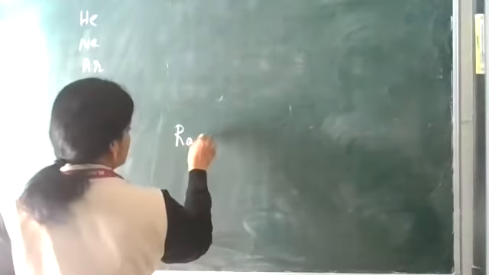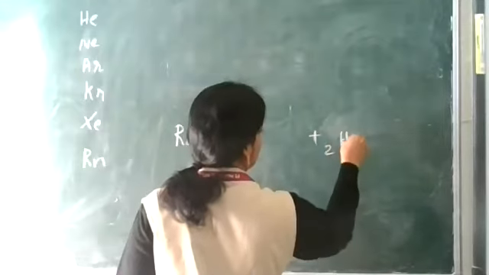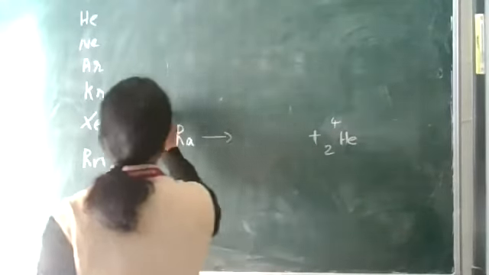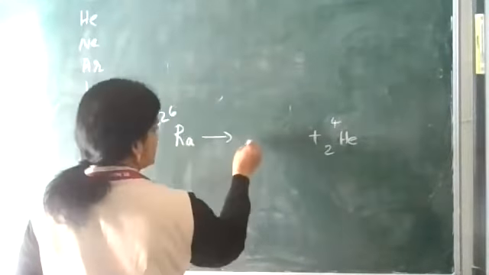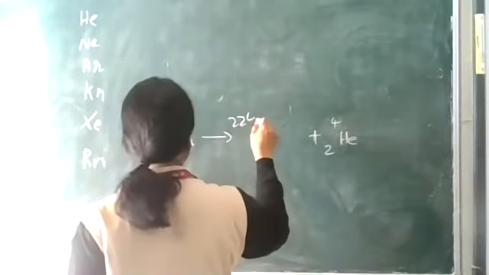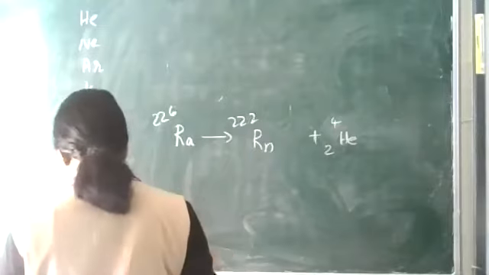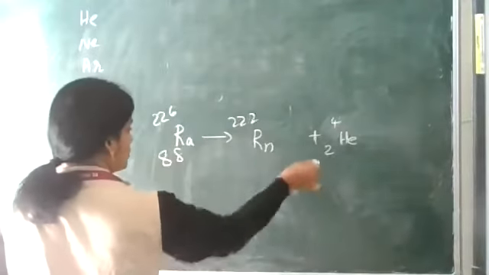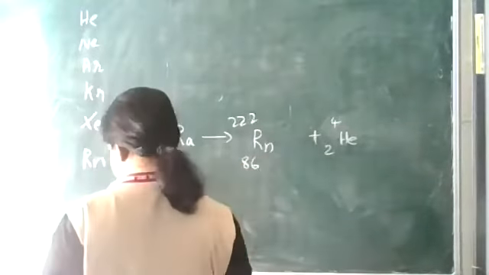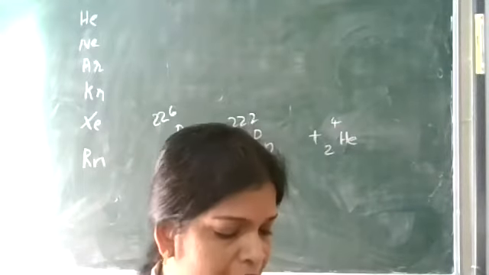Radon is obtained from radium by the removal of one alpha particle. Radium is 226, so radon is 222, and the atomic number of radium is 88. So we will not study about radon.